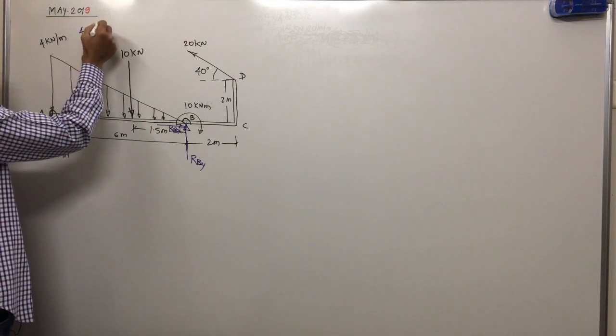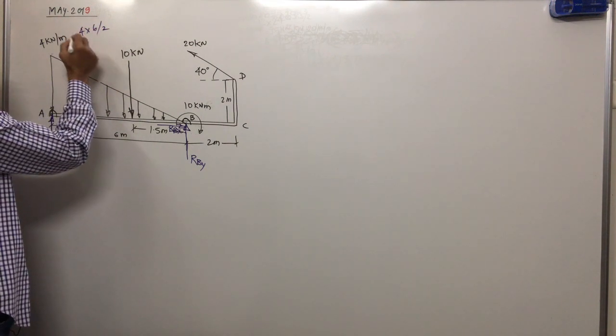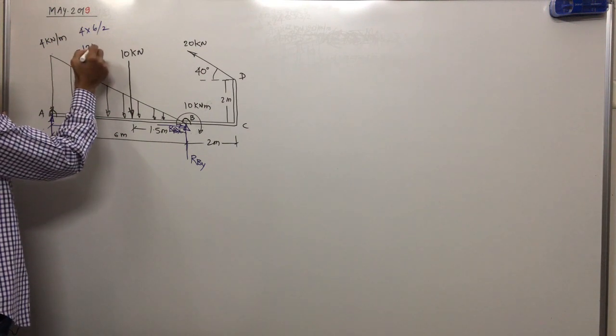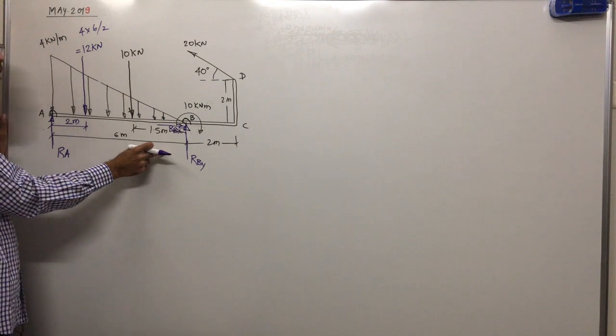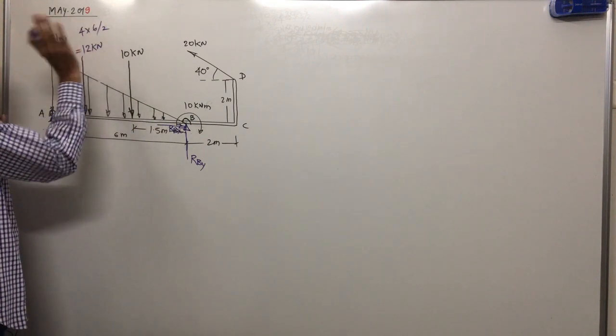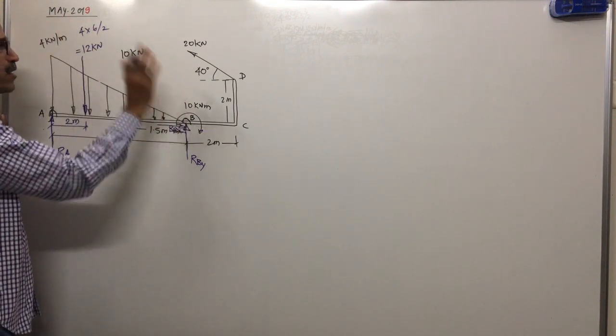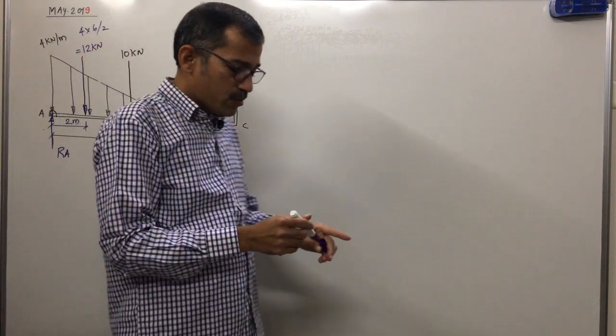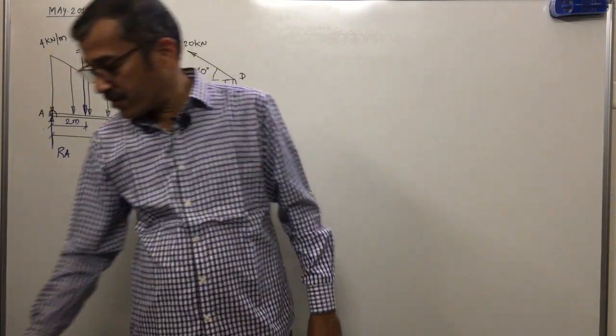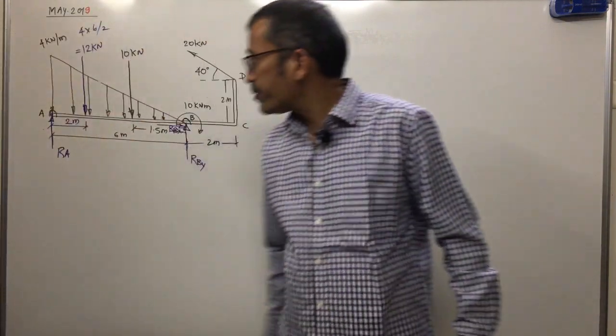W is 4, L is 6, divided by 2, means 6 into 2, 12 kilonewton. Correct? 4 and 6 divided by 2, 6 into 2, 12. This is 10. This is 20. First class. Next step is what? Apply equations of equilibrium and find out the unknowns.